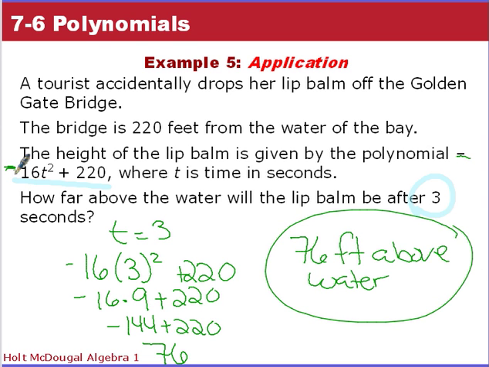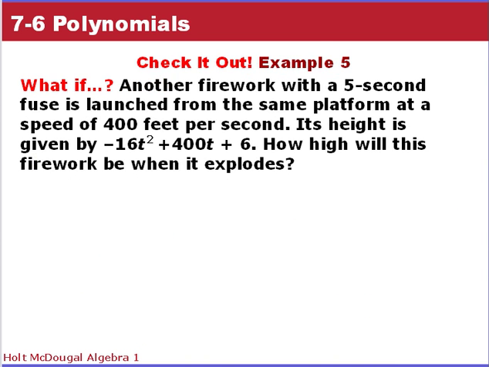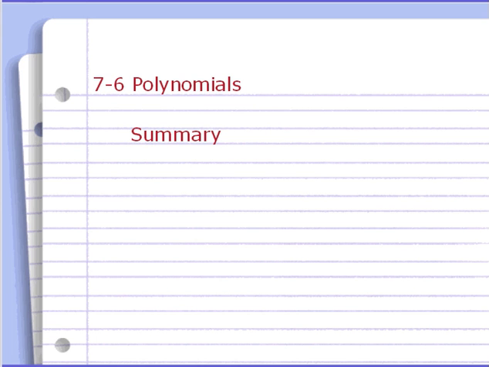And again, the negative sign didn't carry over. So here is your check it out to do. You're given another polynomial here, and you're given the time of 5 seconds. So you plug 5 in for t and see where it's going to be.